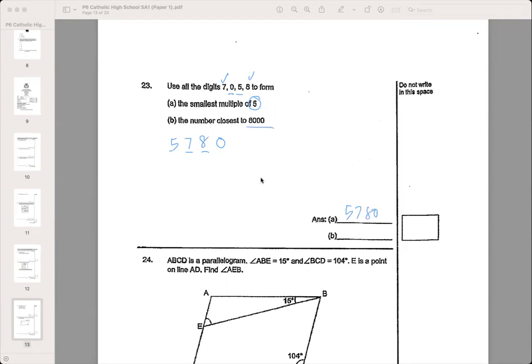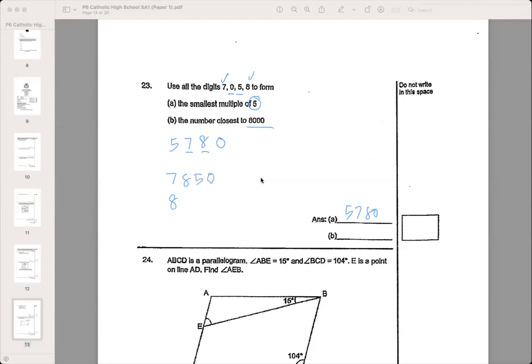Now, next, what's the number closest to 8,000? What do you mean by closest? The number minus 8,000 or 8,000 minus the number has to have the smallest value. Then that number will be the number closest to 8,000. All right, so the number can either start with 7 or 8. It can be 80 something or 7 something, right? So let's try 7. The closest number to 8,000 starting with 7 will be 7, 8, 5, as big as possible, 7850.